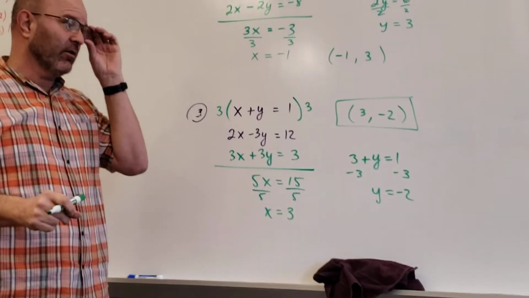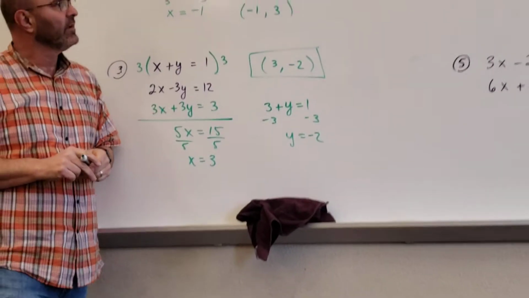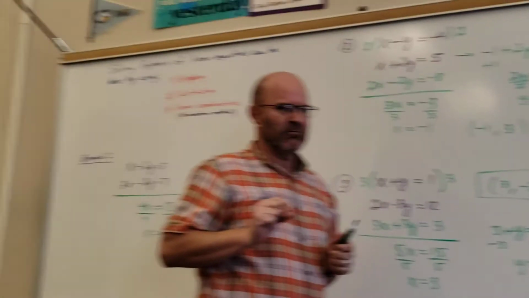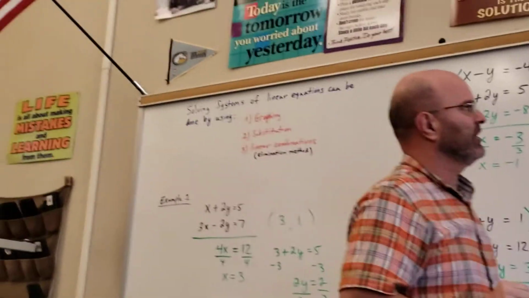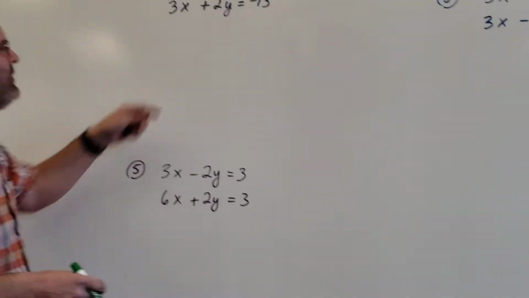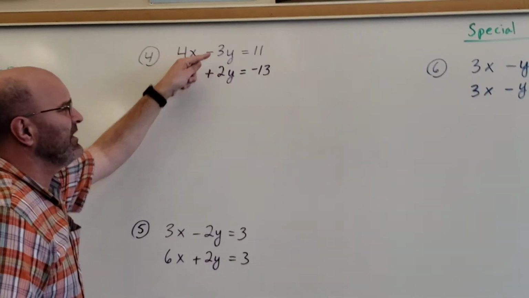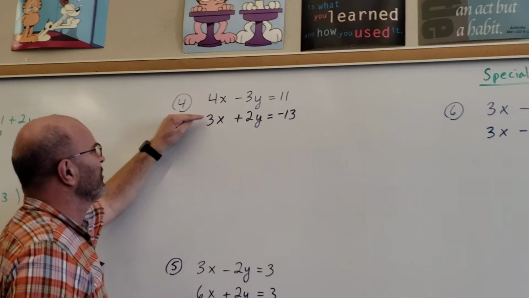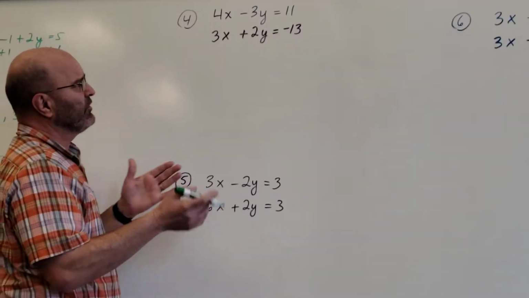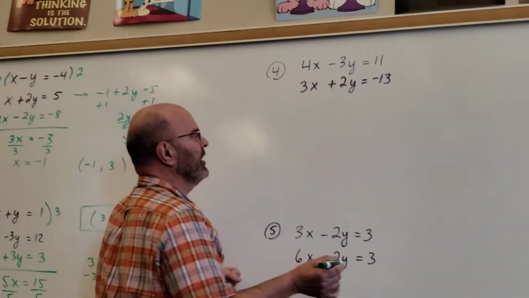This is the most powerful technique for solving systems, but we need to see just what can happen. It might get trickier. We've got to do ones that are a little bit trickier. Example 4 is trickier because 2 doesn't go into 3 evenly. 3 doesn't go into 4 evenly. So when you have an equation like this, we're going to have to multiply both equations by a number.